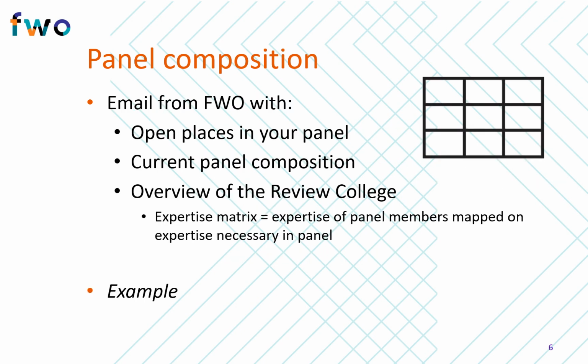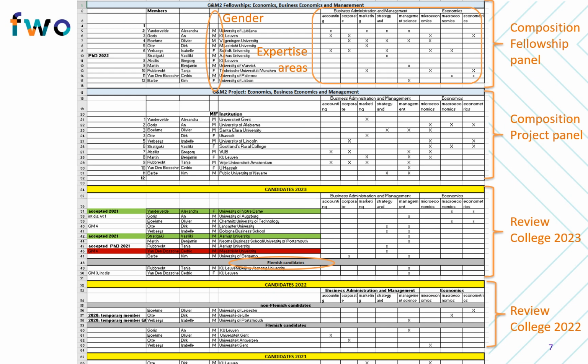The selection process begins with an email from the FWO informing you of the open places in the panel, the current panel composition, and an overview of the Review College. For both the members of your panel and the Review College, you will have information about their expertise as mapped onto the panel's expertise matrix. That is the set of topics that the panel must have expertise on. Here you see an example of what the Review College document looks like.